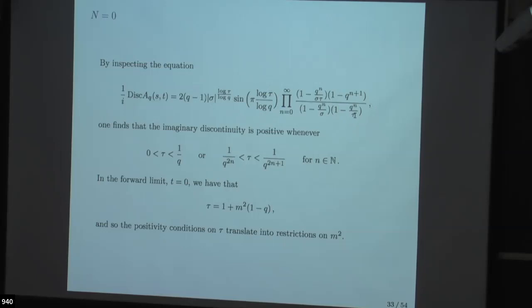So the upshot is that as tau passes through negative integer powers of Q, this whole expression changes sign, right? So this is the kind of behavior in the regime where we have positivity. And then using the relationship, tau at the forward limit is given by this. So these conditions on tau translate into conditions on the mass.